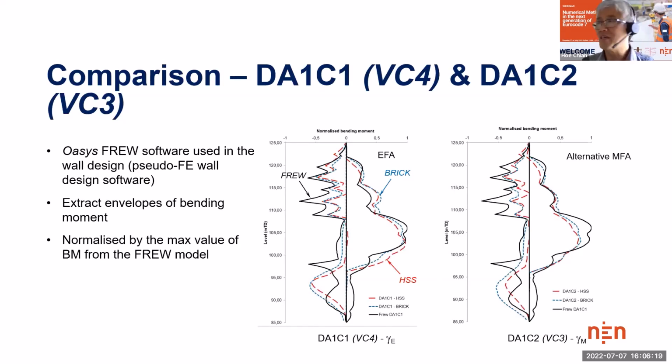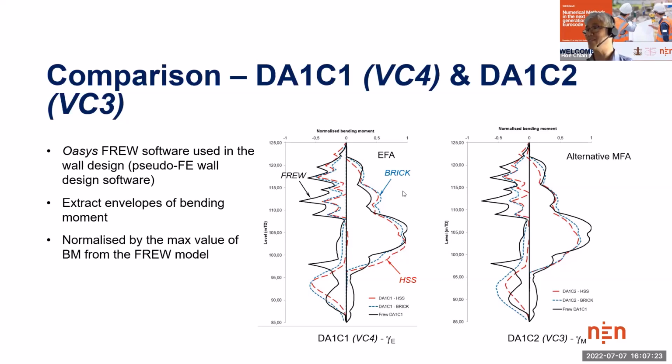The way I compare these results is that I used the original design, which was undertaken using Oasys FREW software. This Oasys FREW software is a pseudo finite element wall design software. It's not finite elements, but conventional retaining wall design software. What I did was extract the envelopes of the bending moments from the FREW program and normalize them to the maximum bending moments of the envelopes, which is now plotted in black. When I undertake analysis using either soil model, brick and hardening soil model, I did the same. I normalized it by the maximum values of the bending moment from FREW.